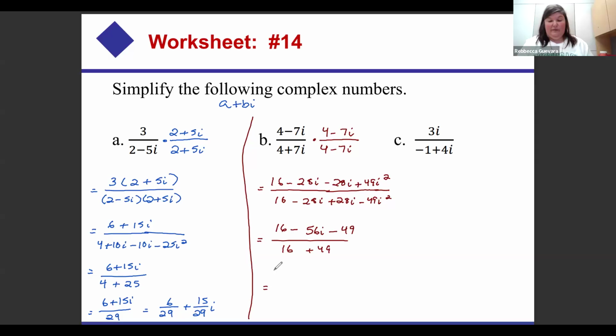Okay. My brain's just dying here a little bit. So let me get on my calculator. This will be minus 33 minus, I'm sorry, 56i. And then the bottom will be 65. So we'll end up with 33 over 65 minus 56 over 65i.